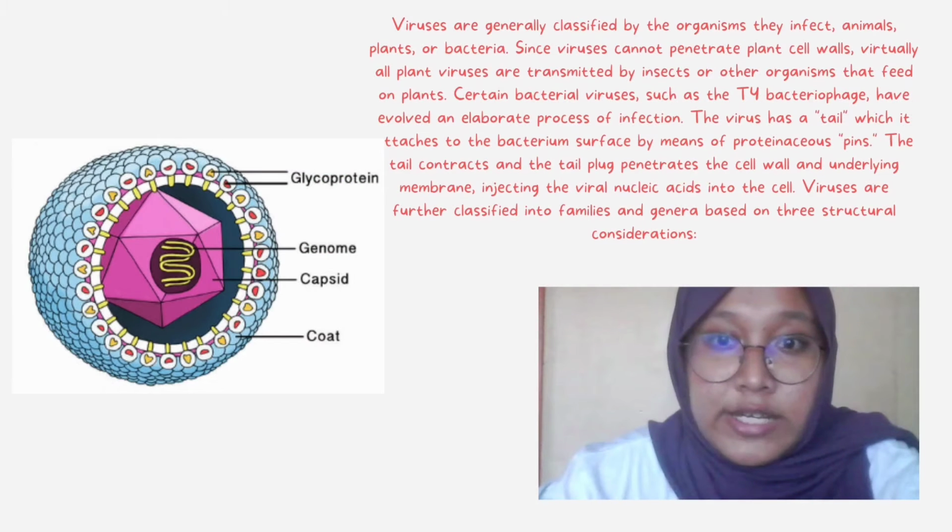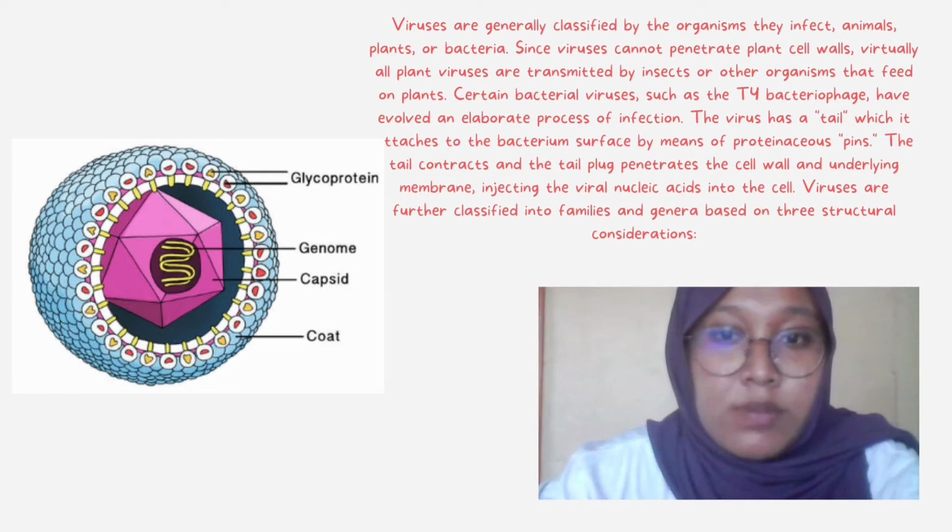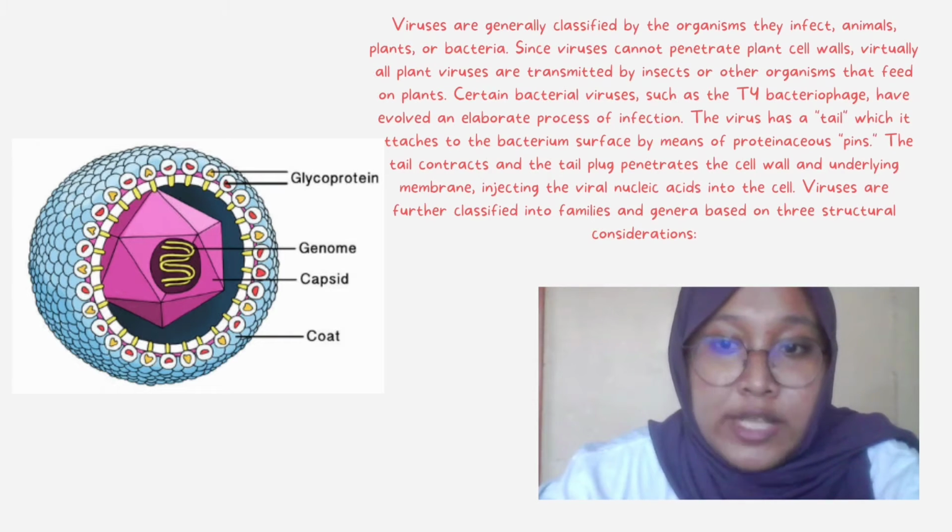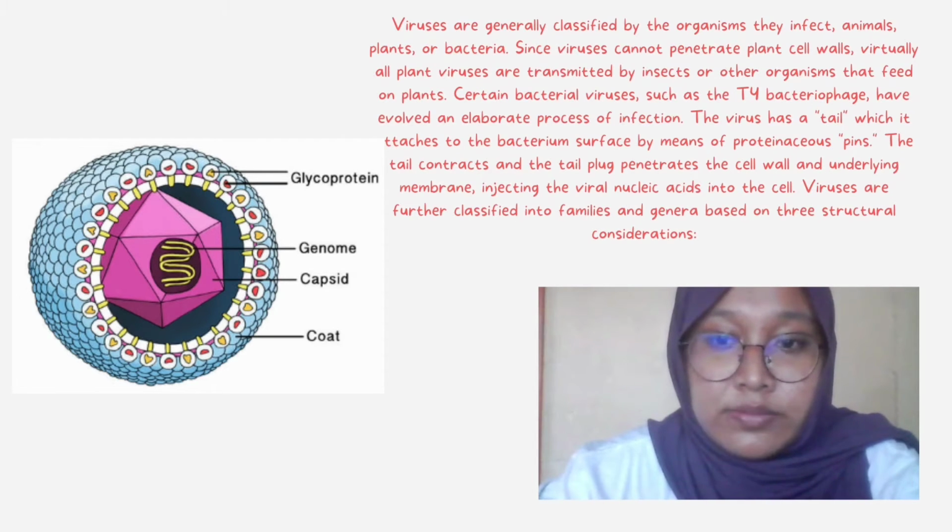Viruses are generally classified by the organism they infect: animals, plants, or bacteria. Since viruses cannot penetrate the plant cell wall, virtually all plant viruses are transmitted by insects or other organisms that feed on plants. Certain bacterial viruses, such as the T4 bacteriophage, have evolved an elaborate process of infection. The virus has a tail, which is attached to the bacterium surface by means of proteinaceous pins. The tail contracts and the tail plug penetrates the cell wall and underlying membrane, injecting the viral nucleic acid into the cell.